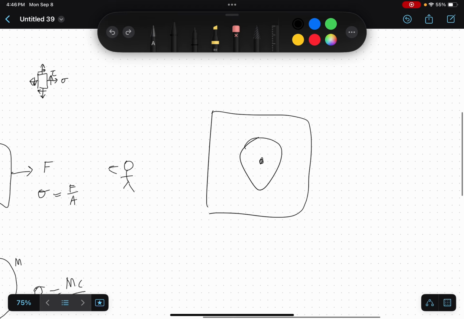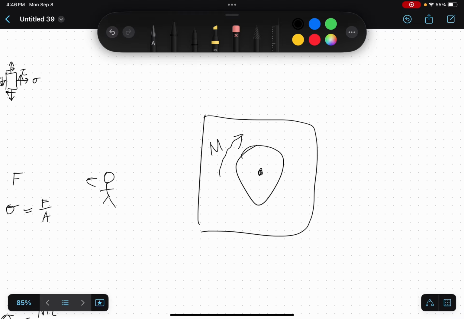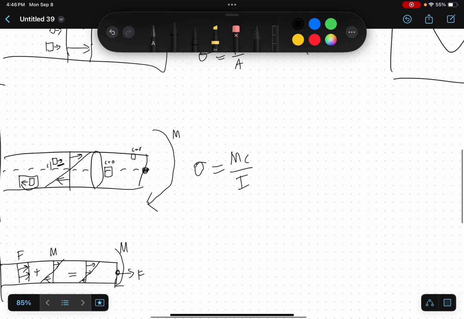Okay, so now, what if there's a moment? That's a terrible straight line. What if there's a moment pulling around the center of the shaft? Like, what if you're twisting the beam? That would create a normal stress very similar to this equation.